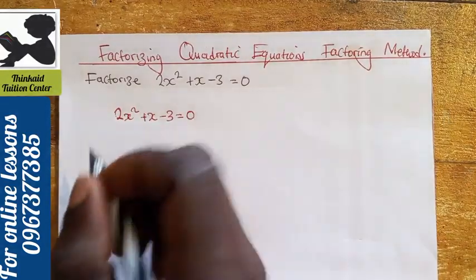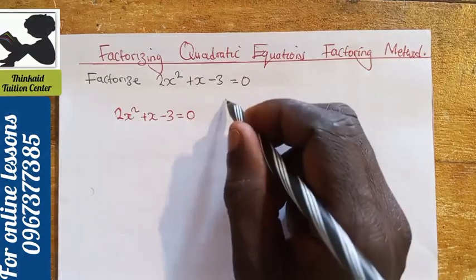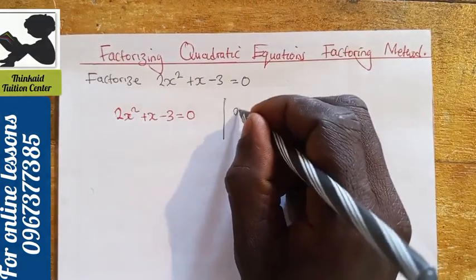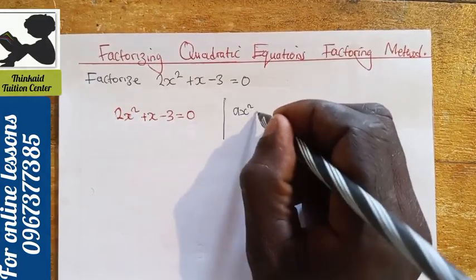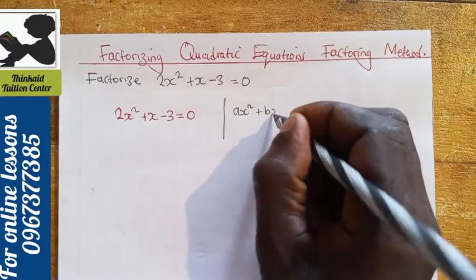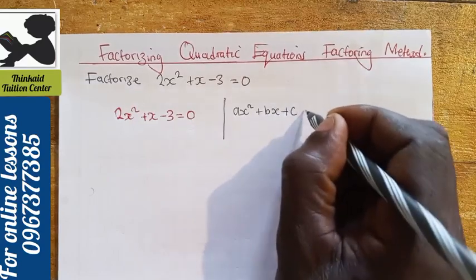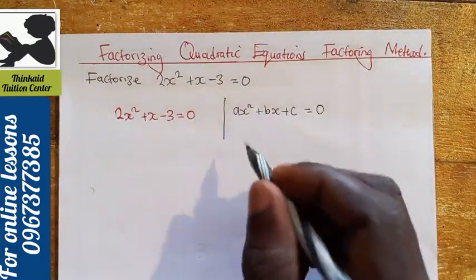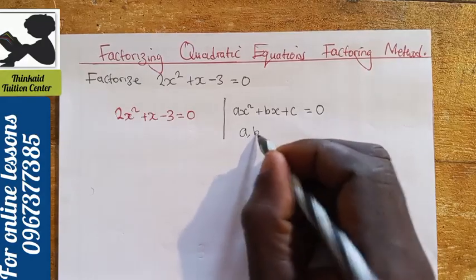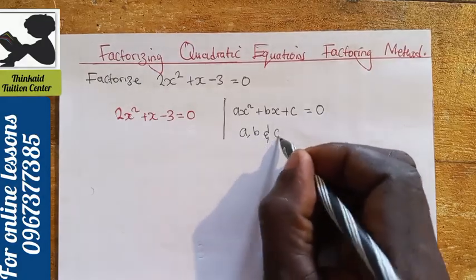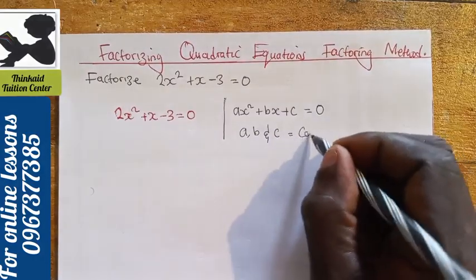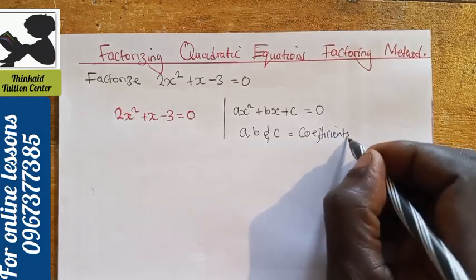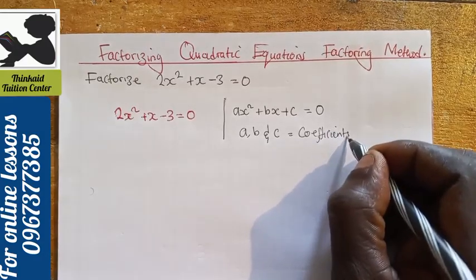Now a quadratic equation is an equation which is written in the form ax squared plus bx plus c is equal to 0, in which case your a, b and c are numbers in front of the letters. We call these coefficients. So this is how a quadratic equation is.